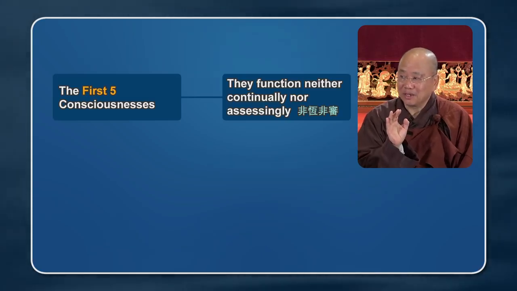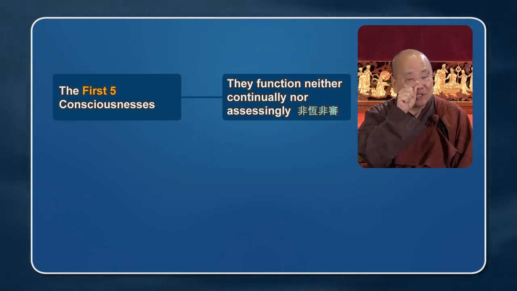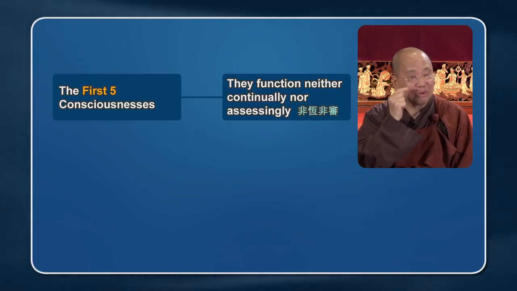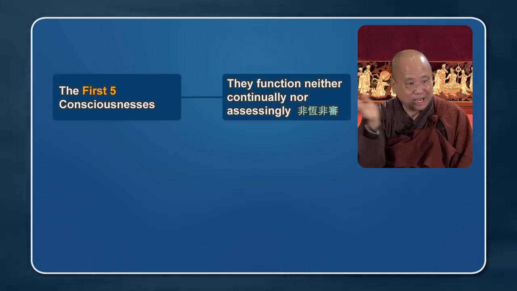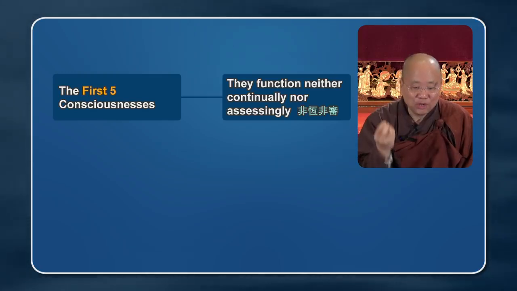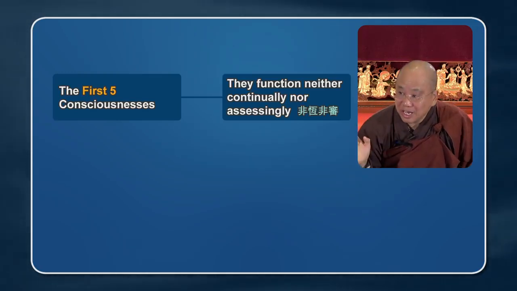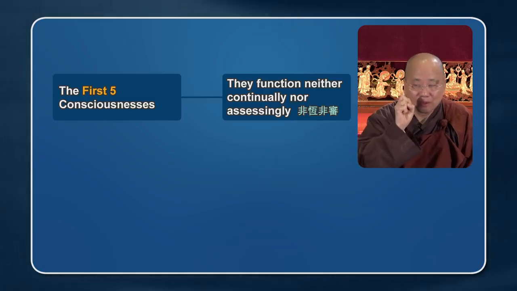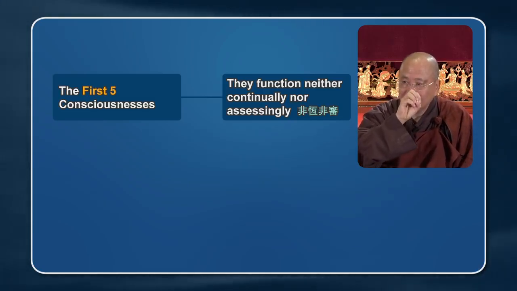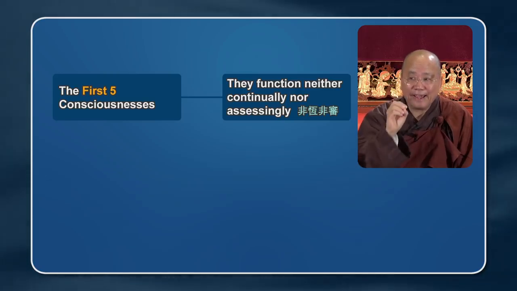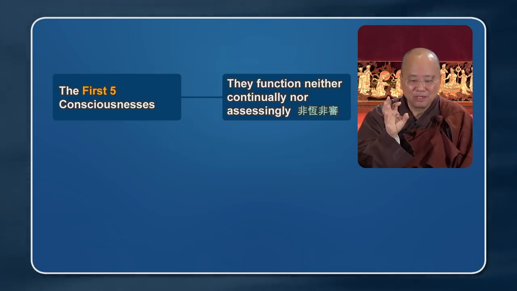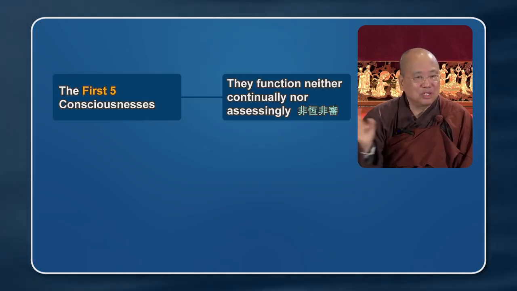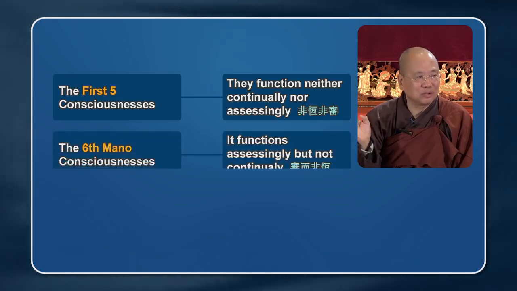Neither are they assessing. Your eyes only see like a camera to capture the images, but your eyes themselves don't know this is Mr. Cheng, this is Mr. Lee, this is Jack, this is Jeanette, whoever. So the first 5 consciousnesses do not assess. They only capture the images and do a front-end assessment, which is not quite assessing. And they don't function continually.